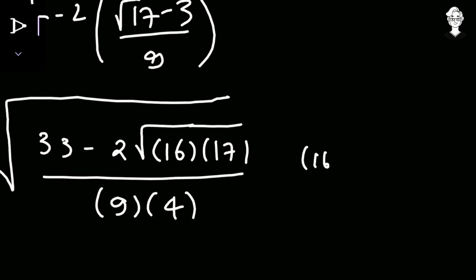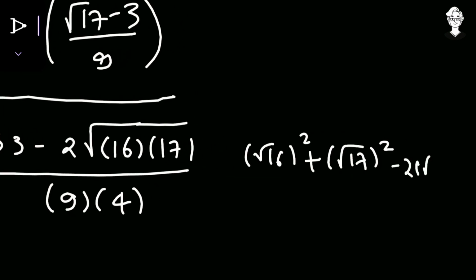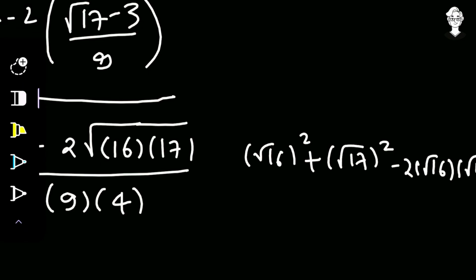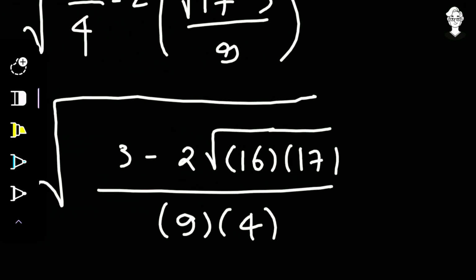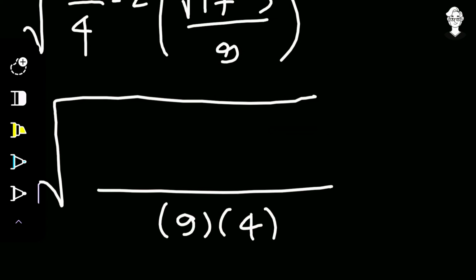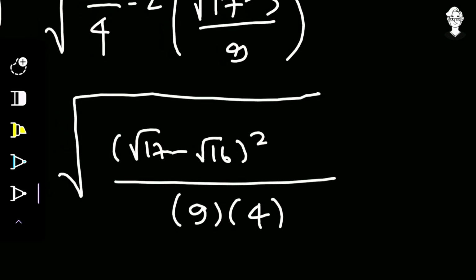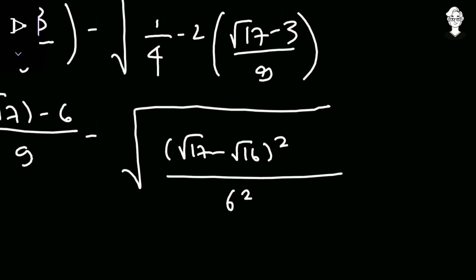33 can be written like this: square root of 16 the whole square, that is 16 itself, plus square root of 17 the whole square, that is 17. So 16 plus 17 is 33, and minus 2 times square root of 16 into square root of 17. So this gives me a minus b the whole square, so it will become square root of 17 minus square root of 16 the whole square. And in the denominator we have 9 into 4, that's 36, and 36 is 6 square. As both numerator and denominator are perfect squares, the square and the root cancel out.